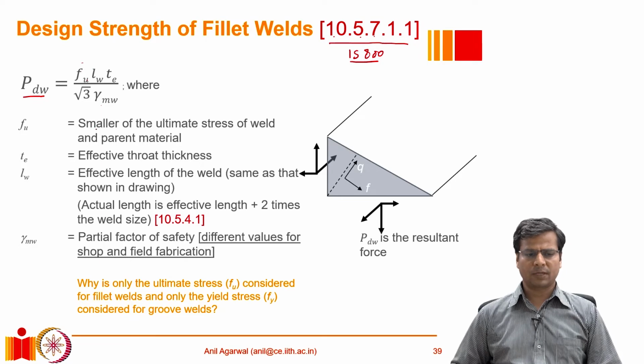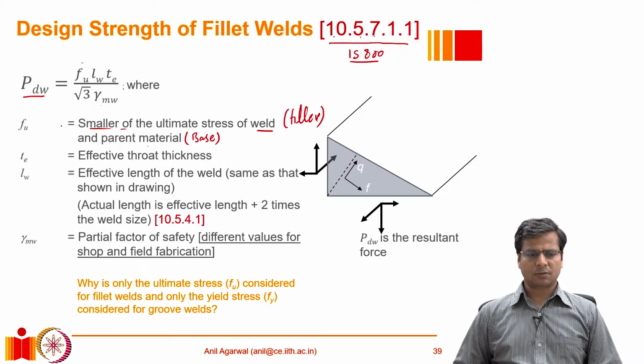Fu is given by the smaller of the ultimate stress of weld and the parent material. The weld material is the filler material which is coming from the electrode being deposited at the welding location, and parent material is the base metal. So that's where that is being welded.